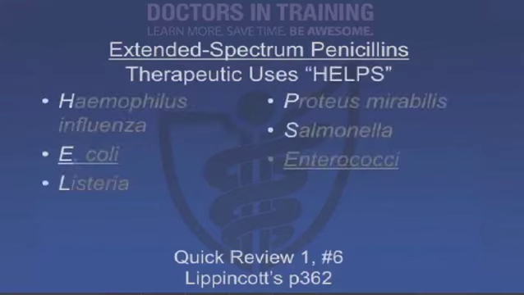So there's a nice mnemonic that we use called HELPS, H-E-L-P-S. It'll stand for all the gram-negative rods that this will cover. So Haemophilus influenzae, E. coli, Listeria, Proteus mirabilis, Salmonella, and Enterococci. So remember those, remember HELPS for your extended spectrum aminopenicillins.